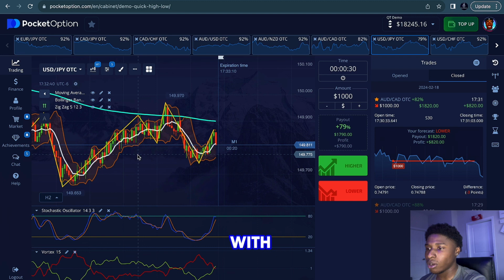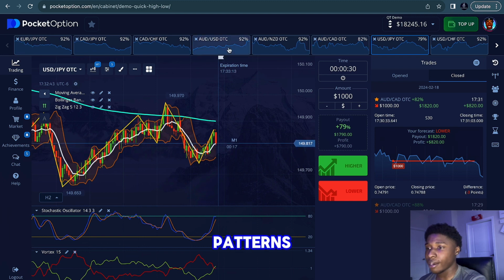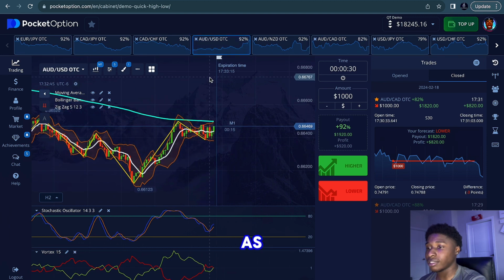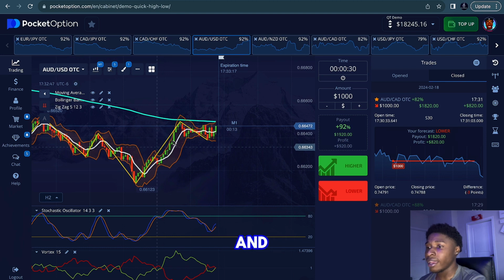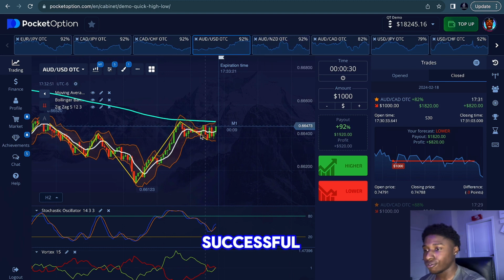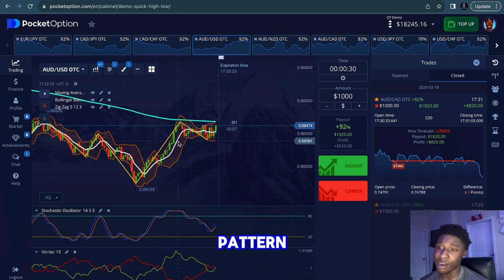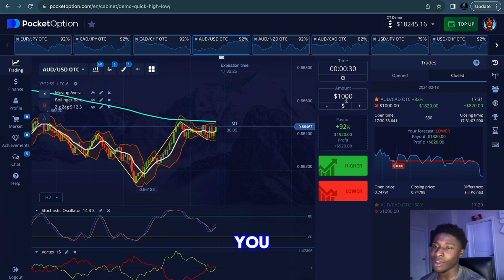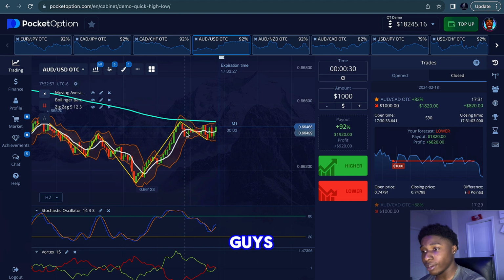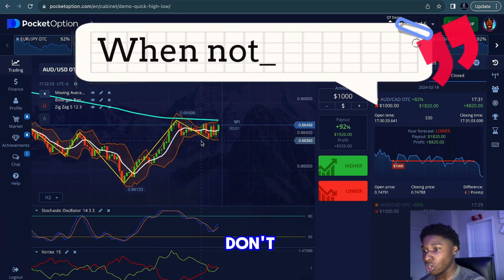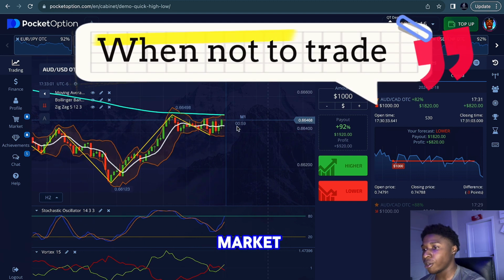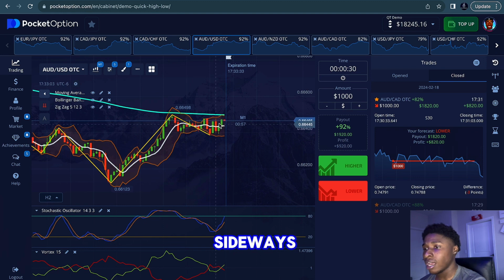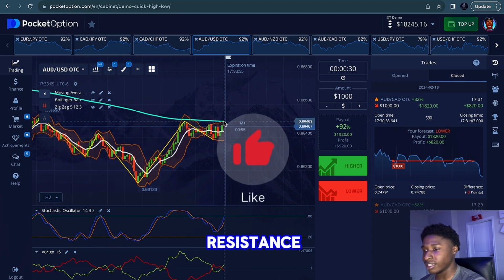Just get familiar with all of these patterns, because these patterns, guys, they repeat themselves, and as long as you can catch yourself a perfect pattern that you like, then you guys can start being a successful trader, because you just have to find one pattern and boom, you can make $1,000 if you have that type of trading account. But right here, guys, this is a good example for don't trade right here, because right here the market is just going straight sideways, up and down, a lot of support and resistance right here.